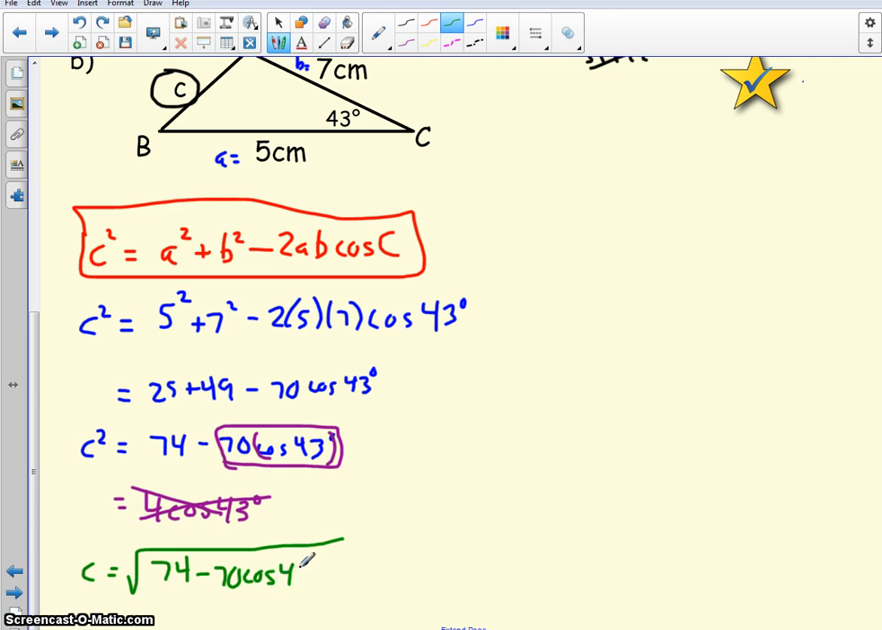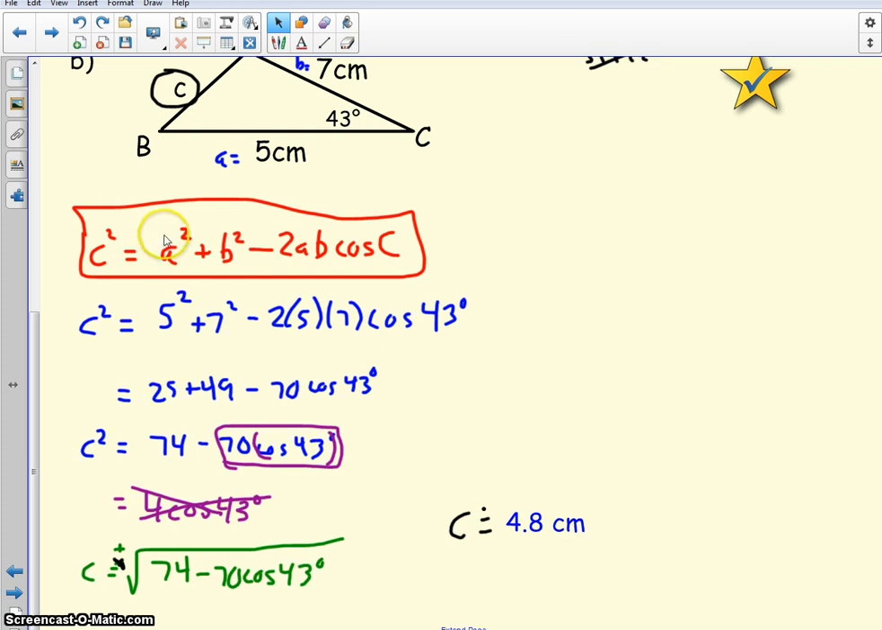So do 74 minus 70 times the cos of 43 degrees, take the square root. Now, technically this is plus or minus the square root, so we're taking the square root of both sides, but the negative one doesn't really matter in this case because we're talking about a length. So it's just going to be the square root of 70 minus 70 cos 43. And that's going to be equal to approximately 4.8 centimeters.